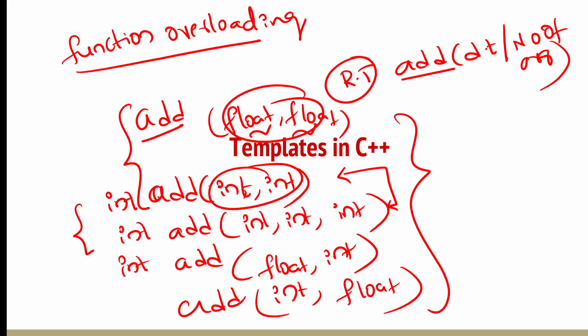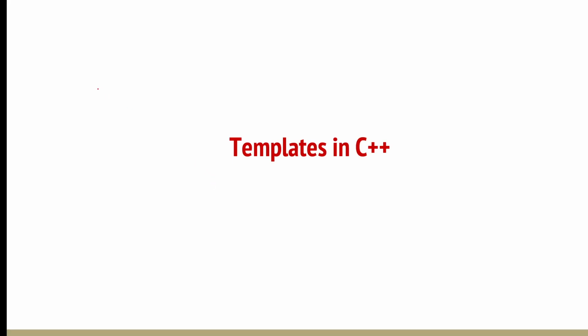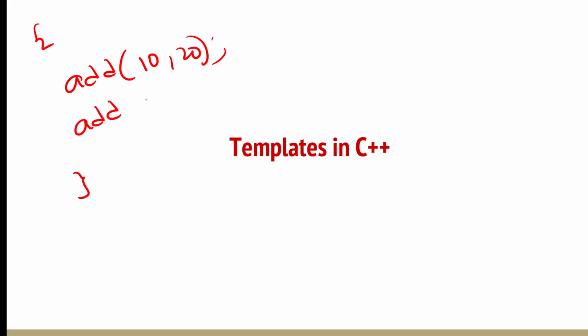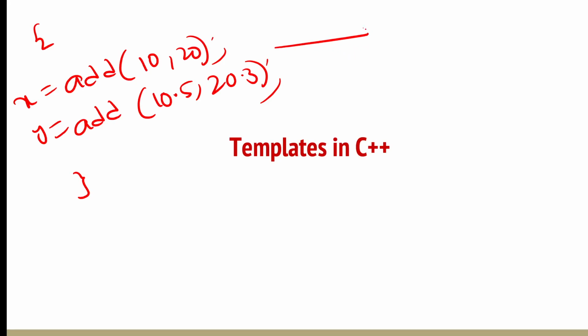Now, in that scenario, if I want to write a program to add, I may give input add 10 comma 20, and also in my main I can give add 10.5 comma 20.3. I want both of these to work. So, obviously, you will go for function overloading, where you will write two functions. You will write integer add, int a comma int b.